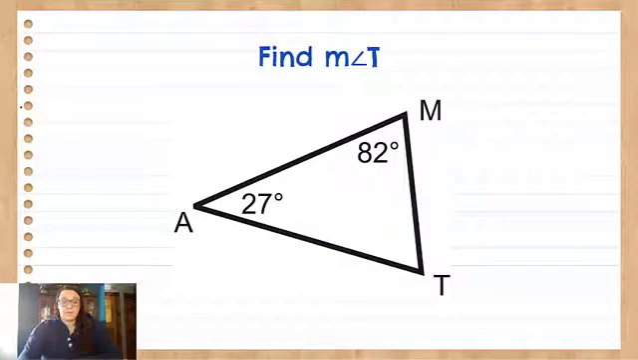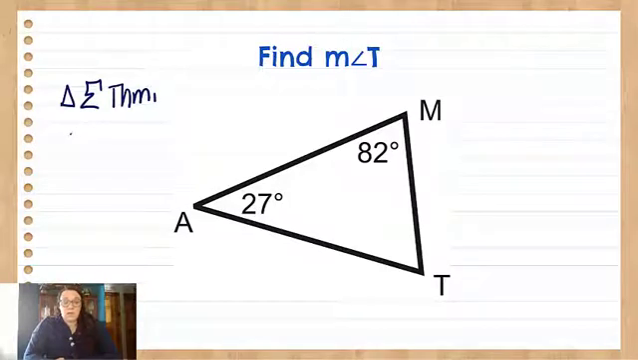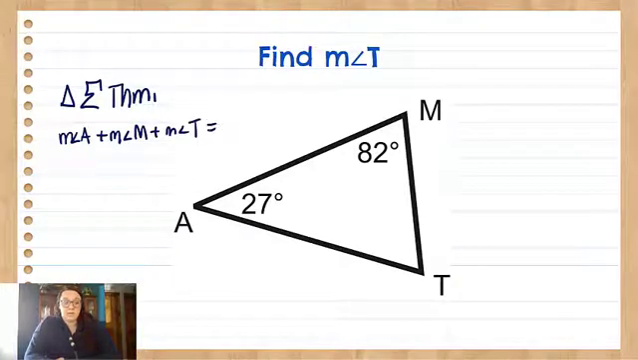Let's jump in. First one I want to show you is something you've seen before, which is the sum of the interior angles of a triangle. As we know, the Triangle Sum Theorem, with the symbol sigma, which means sum, says that the measure of angle A plus the measure of angle M plus the measure of angle T add up to 180 degrees. We're going to use this fact throughout the entire lesson.